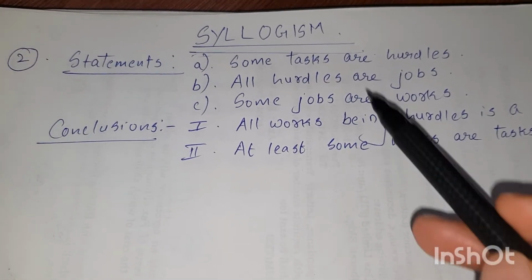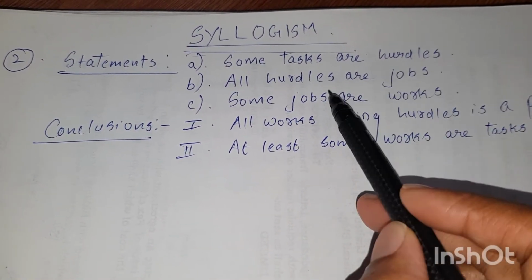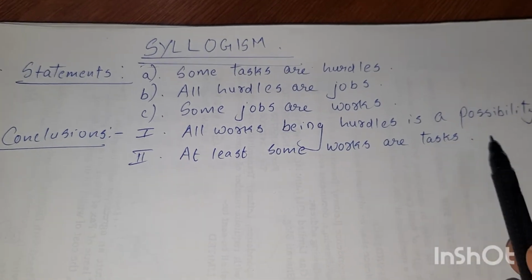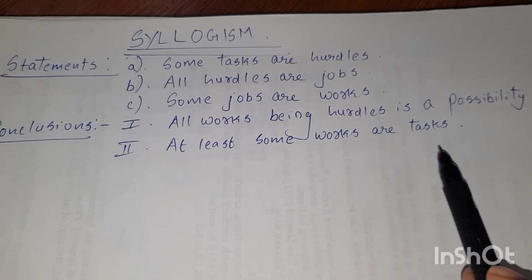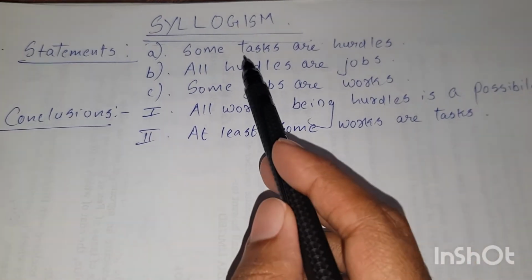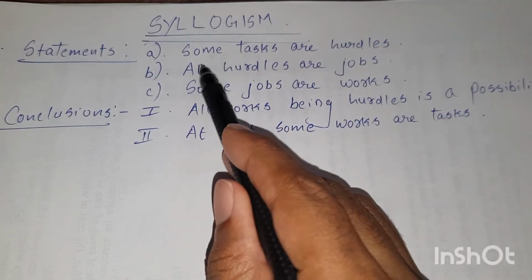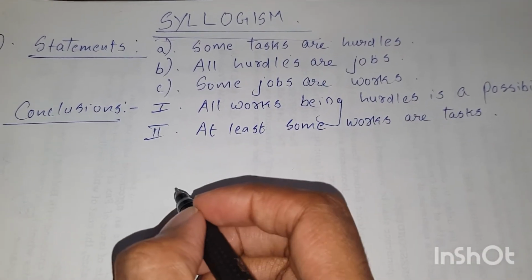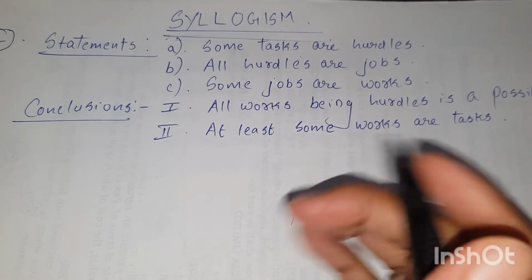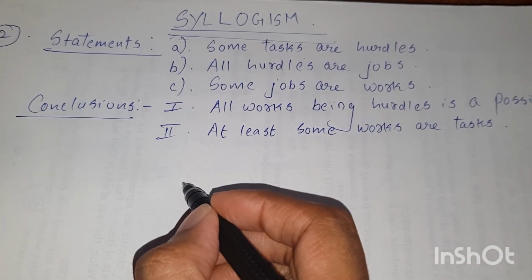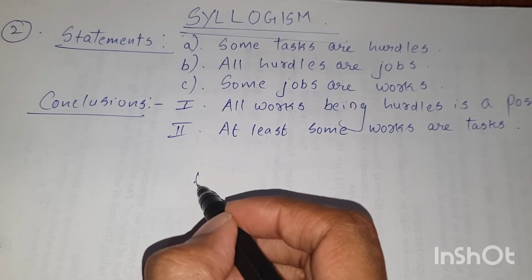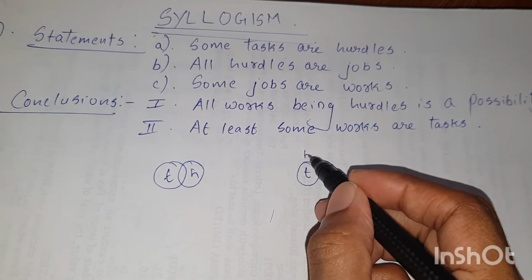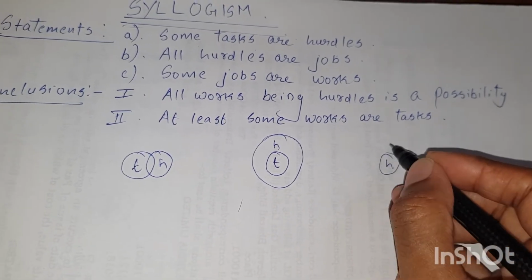Going to the second question, statements: some tasks are hurdles, all hurdles are jobs, some jobs are works. Conclusions: one, all works being hurdles is a possibility. Second, at least some works are tasks. So going to the first statement, some tasks are hurdles, some X are Y, which comes under the particular affirmative, right? So there will be three cases under some X are Y. Some tasks are hurdles can be represented using Venn diagram in three cases. First one is like this, the second case will be like this, and the third case will be like this.